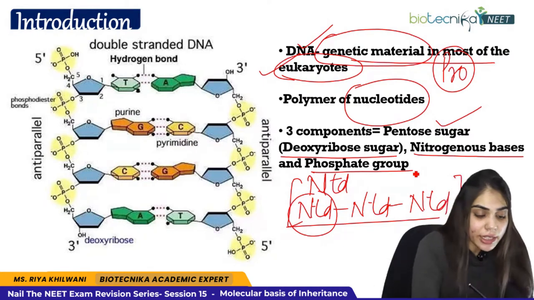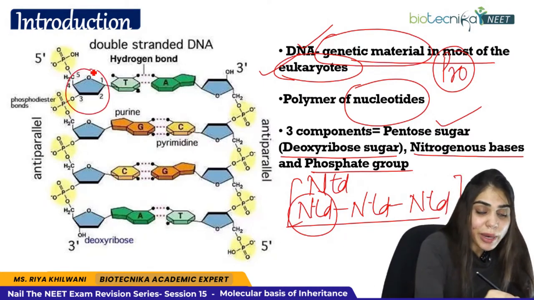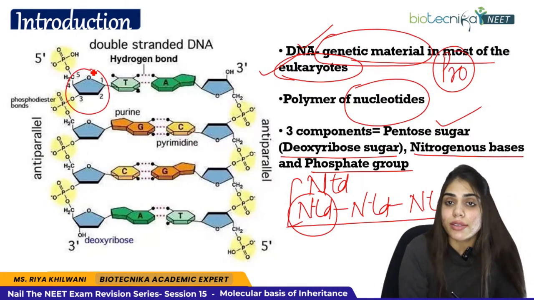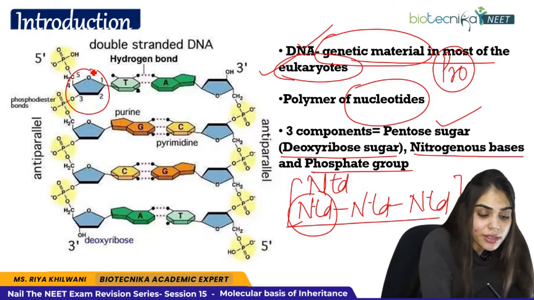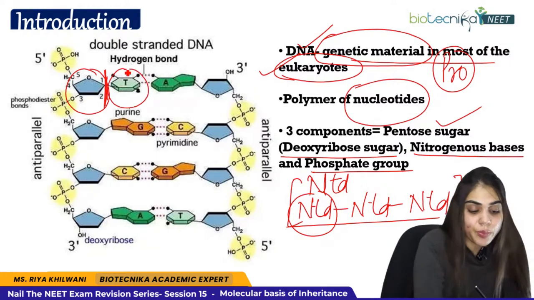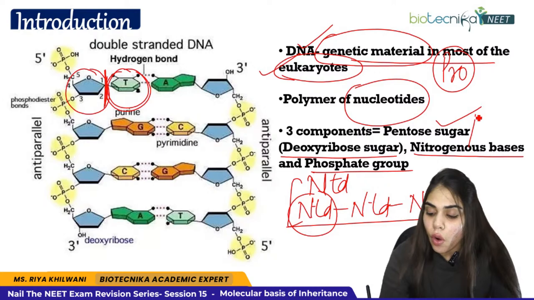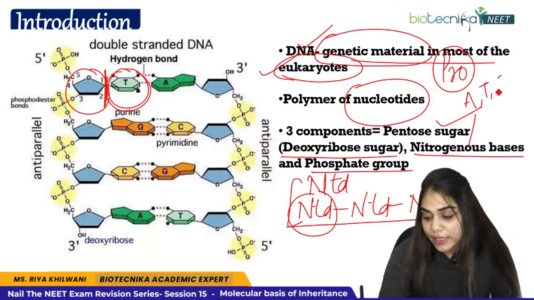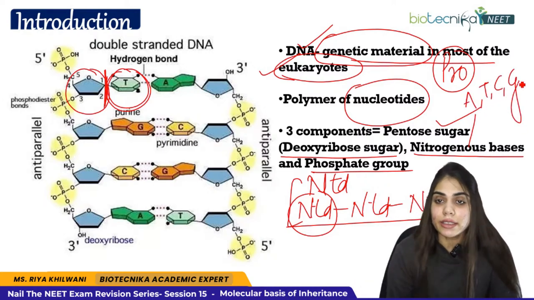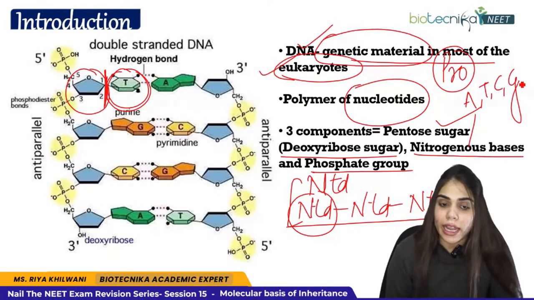Here you can see this is a phosphate, and this is a pentose sugar, that is a deoxyribose sugar. With the help of a glycosidic bond, some bases are attached to the sugar. That can be in the form of A, T, G, C, that is adenine, thymine, cytosine, and guanine.